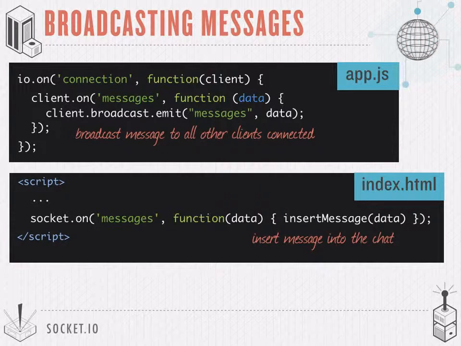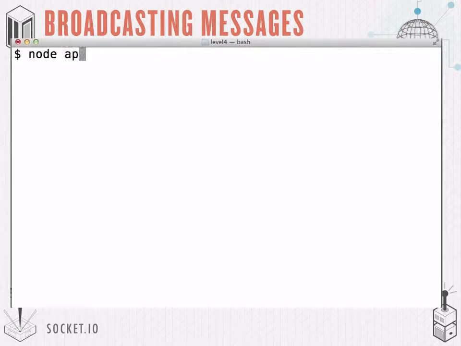Back on the client side, we're going to revise the messages listener. In this case, when we get a messages event, we simply want to insert the message onto the screen. Now, I'm not going to show you that insert message function, but you can imagine it just uses some jQuery to insert that text onto the screen. So let's run our server again.